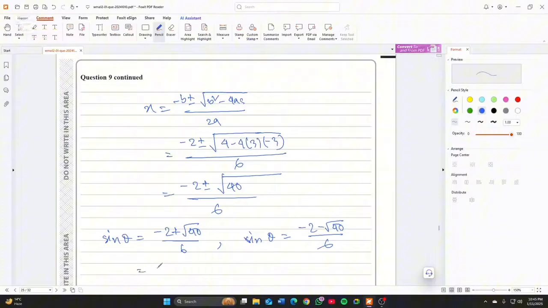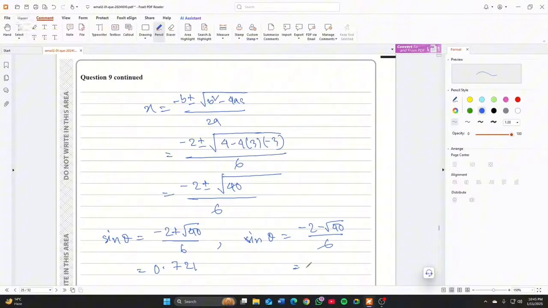This gives us minus 2 plus root 40 divided by 6, which gives us 0.721, and here it gives us minus 2 minus root 40 divided by 6.